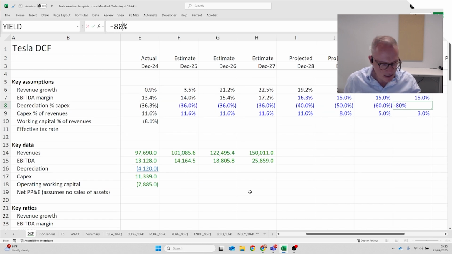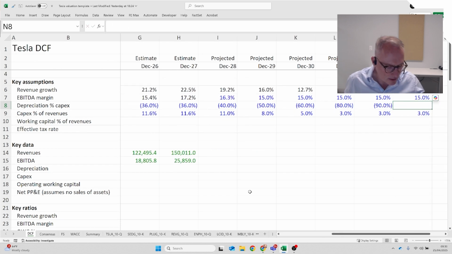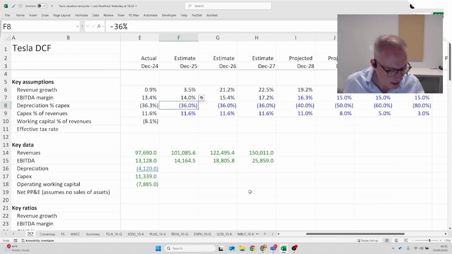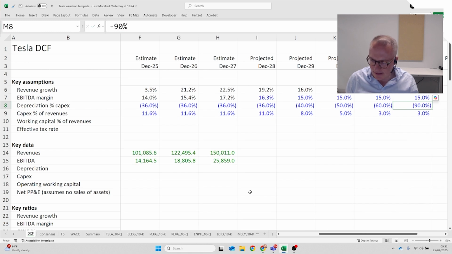So I'm going to increase that percentage up to a high point of 90% in 2033. In fact, I'm just slightly off. Let me just recheck this. So I've got one more 36%, and then I've got minus 40 and minus 50, minus 60, minus 70.